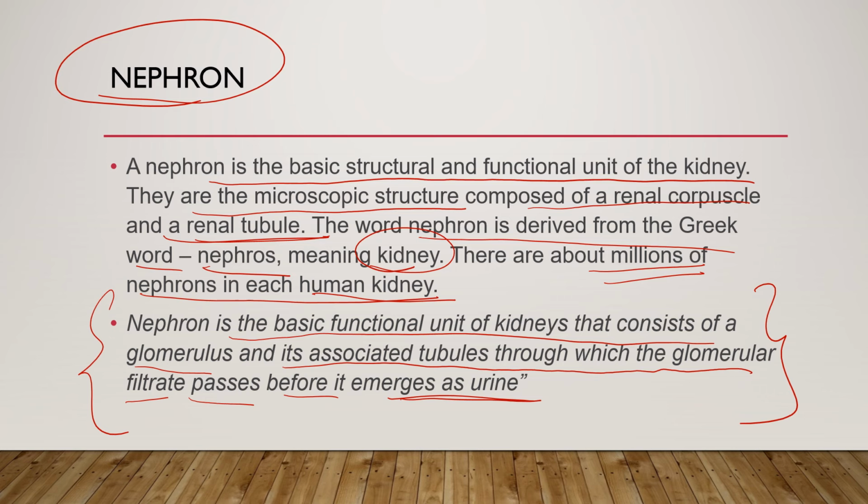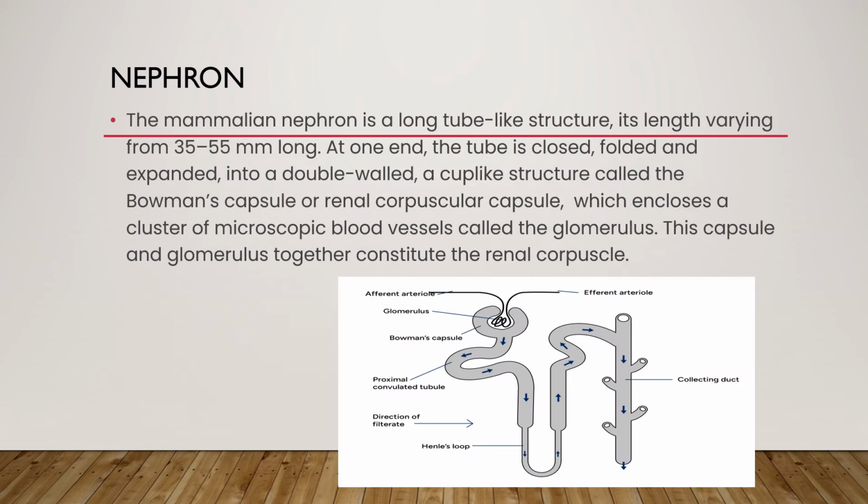So this is nephron, and now we will move on to the different parts of the nephron, the glomerulus, Bowman's capsule, and the urine formation, right? So we will move on to all that. So this is the structure of a nephron. Just now we have defined the nephron. So how does a nephron look?